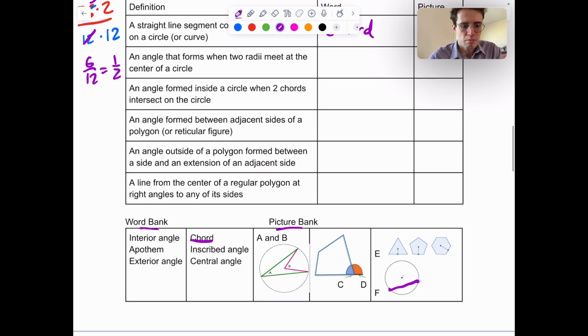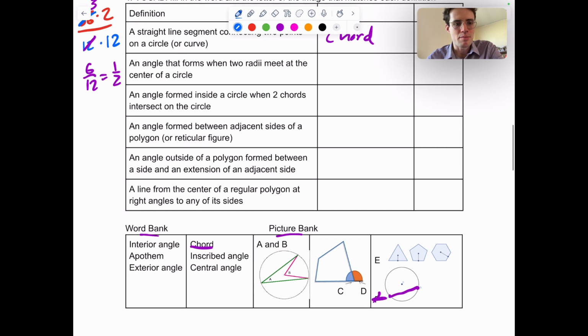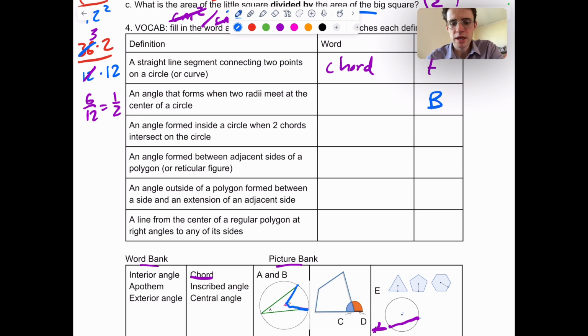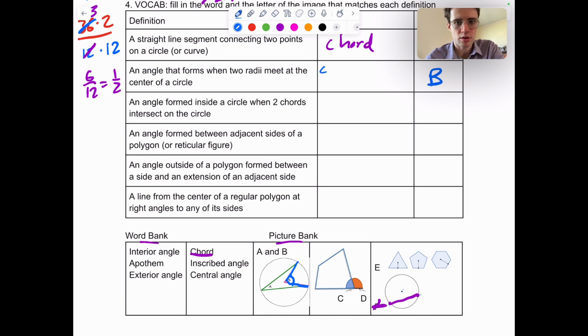Now it was not mean on here, so all of the letters are used once, all the words are used once. An angle that forms when 2 radii meet at the center of a circle. So the angle formed when 2 radii, well, we've got a radius and a radius right there, so it looks like B. And now looking at that picture, this is the central angle, right? So that would be central angle. And these are worded a kind of weird way. We did that on purpose, you'd have to think about it.